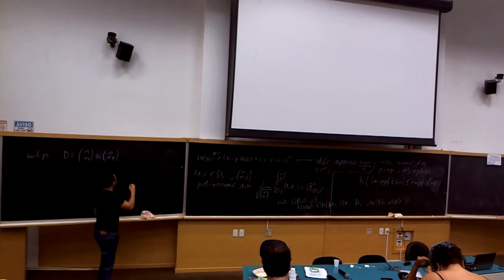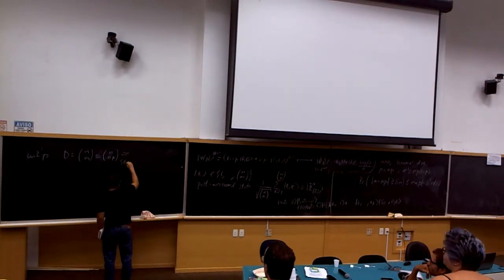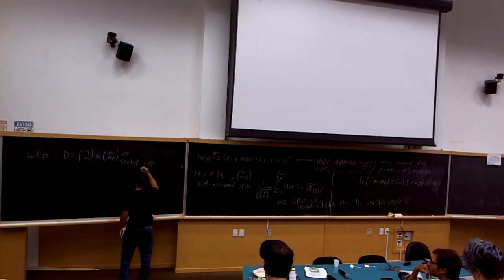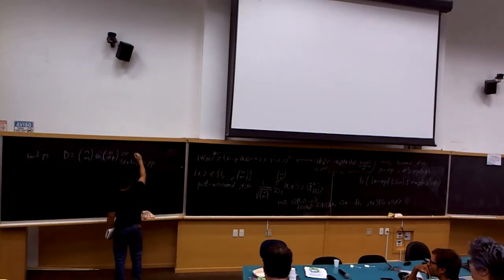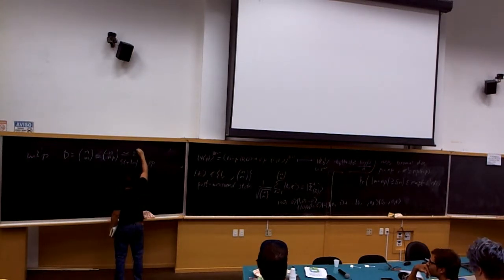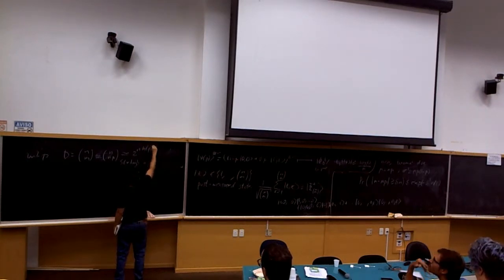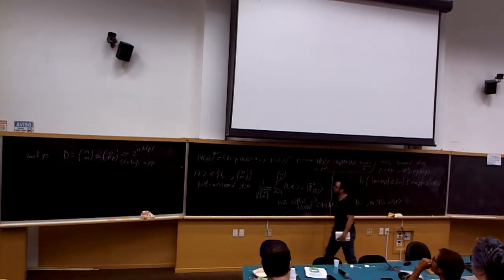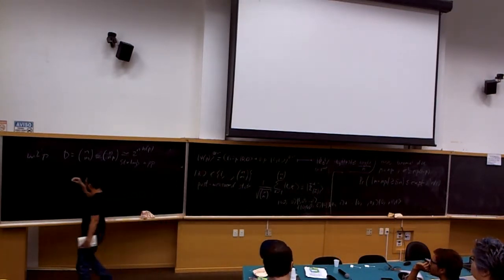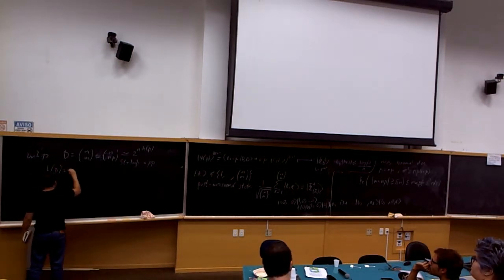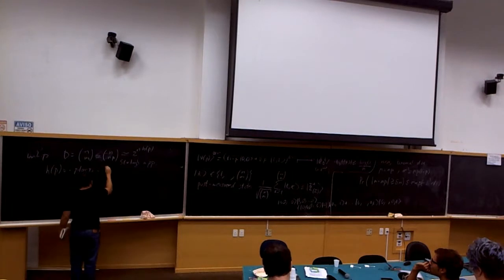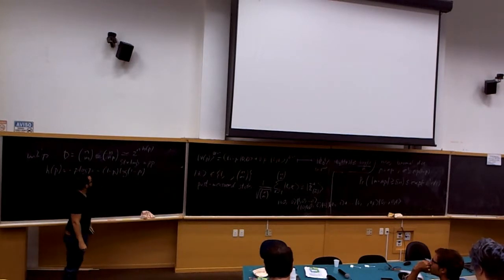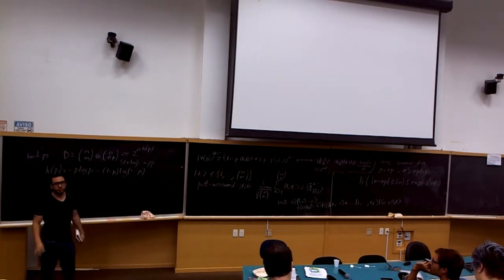Now we can use Stirling's approximation. I won't do it, but I leave it to you to do as an exercise. If you do it, you see that it's very close to 2 to the power of n times the binary entropy. This is usually the symbol for the binary entropy, which, let me write again. This is this. Okay, and we're done. That's what we wanted to have.